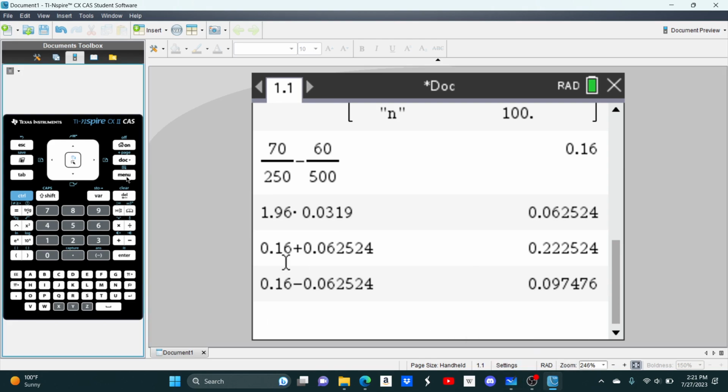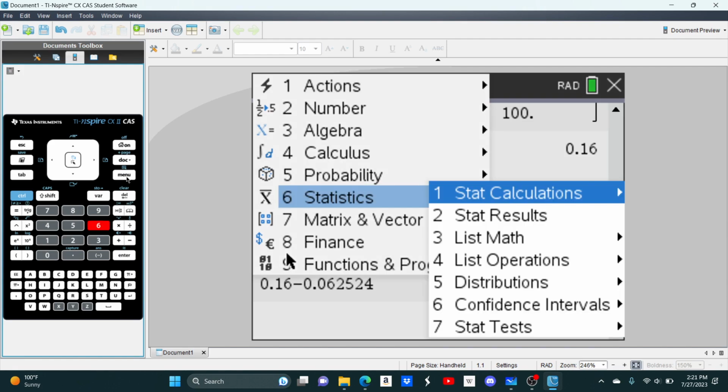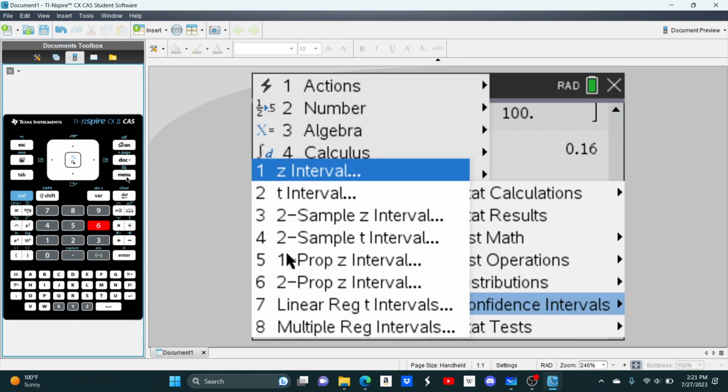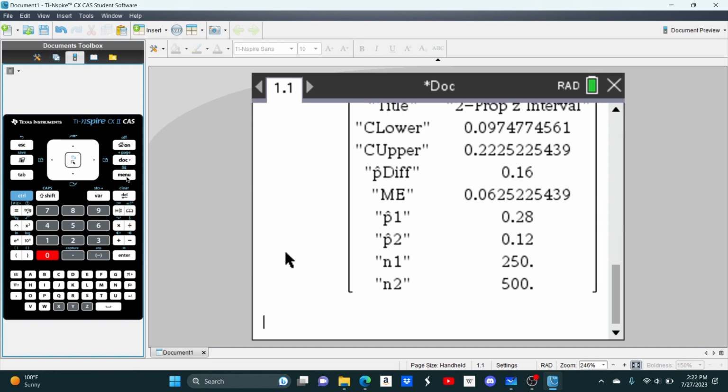Okay, once again, there is a way to do this on the calculator. I like showing the full formula just in case he asks something that you can't use the calculator for, you would have to know the formula. Okay, so let's see. It's going to be under statistics and confidence intervals. And then number 6 is for a 2-prop z interval. And this is for finding the difference. So we'll have 70 and 250, right? And then 60 and 500. And of course, 95% confidence. Click OK. And you see we get the same C lower, C upper that we had before.